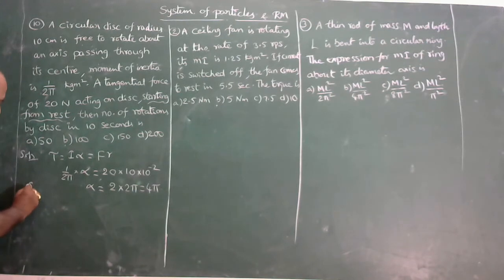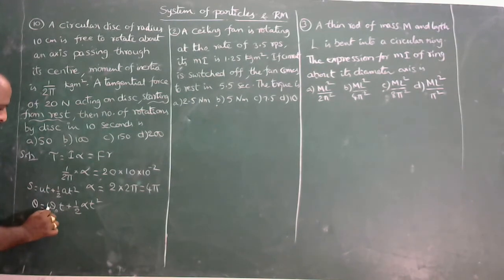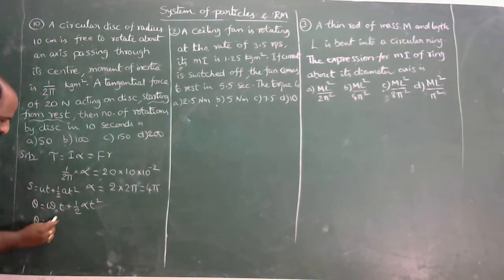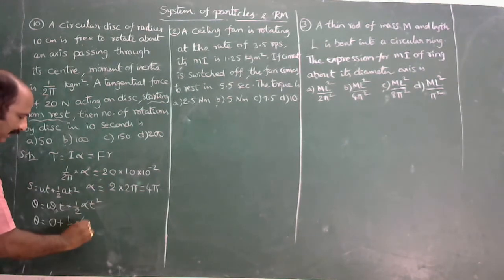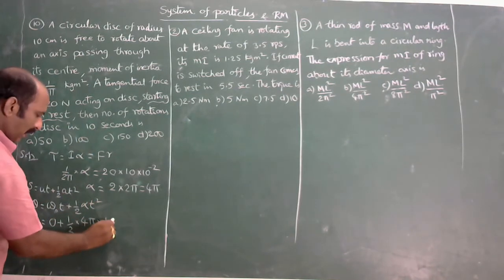You know s is equal to ut plus half at square in linear motion. In angular motion, rotatory motion, we write theta is equal to omega naught t plus half alpha t square. Here omega naught means initial angular velocity. But starting the body is at rest, that's why this value becomes 0, plus half into alpha value 4 pi into time t square. Time is 10 seconds, 10 square.